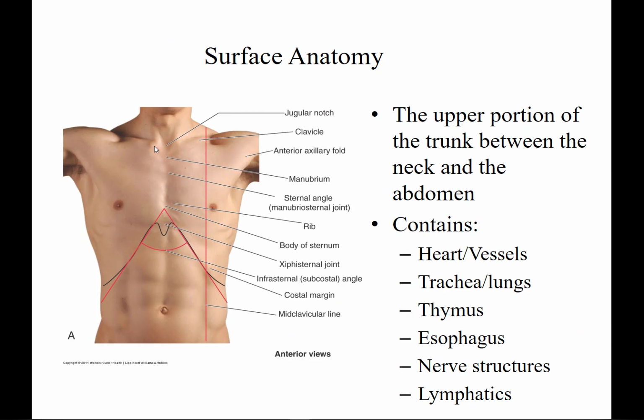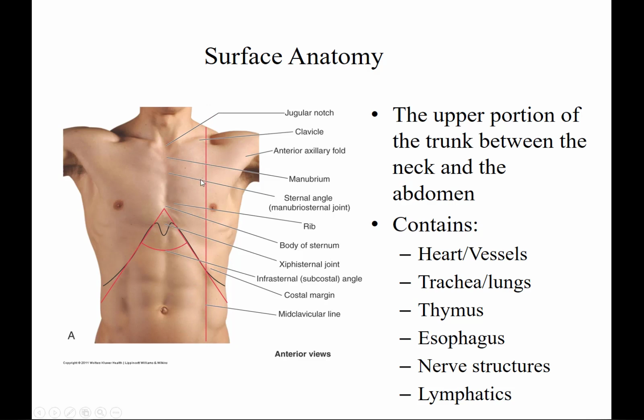Surface anatomy-wise, there are a couple of landmarks that we can actually identify. You have your jugular notch, the clavicle, the anterior axillary fold, the manubrium and the sternum. The sternal angle, aka the angle of Louis, is an important landmark, usually at the T4-5 IV disc. You can see the ribs, especially in lean individuals. Here's your xiphoid process and the xiphisternal joint. The margin below the rib cage is called the costal margin. Remember, costa means ribs. And there's the mid-clavicular line, which is a line that intersects the clavicle at its midpoint.